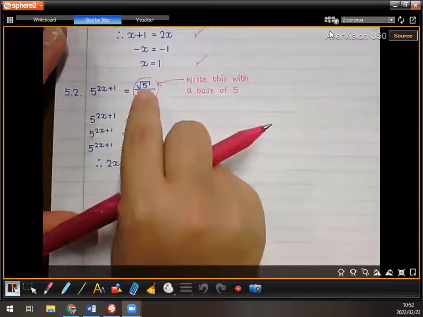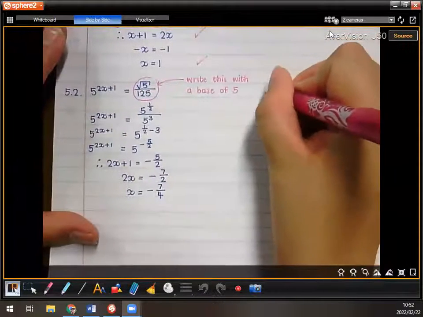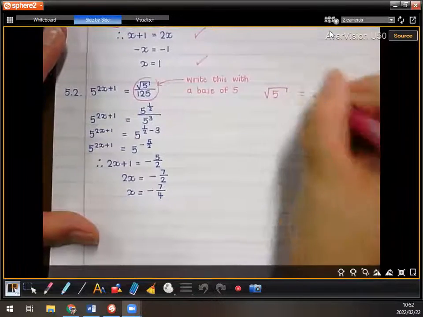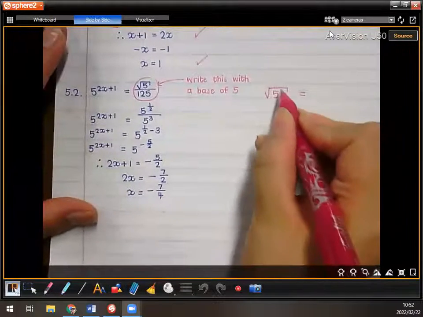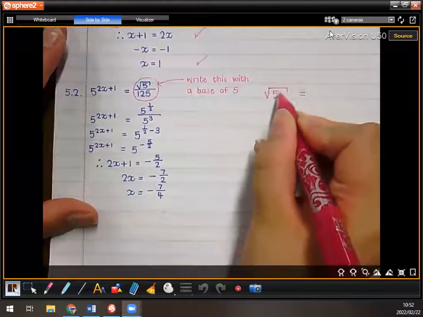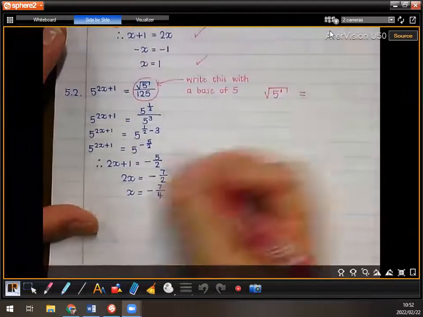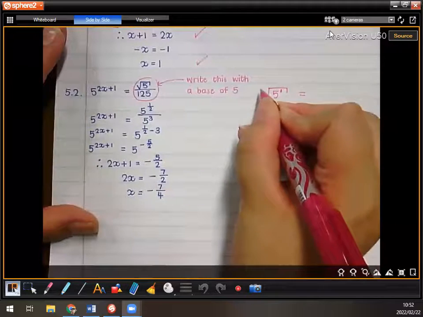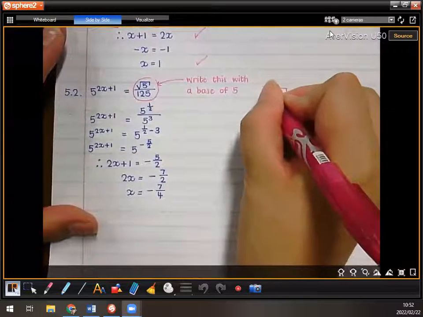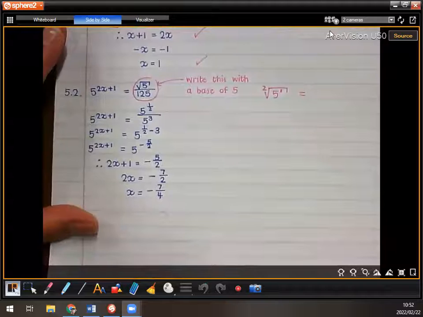And guys, remember the rule for when you are going from surd form to exponential form. What is the exponent of 5 in this case? Inside the surd, the exponent of 5 is 1. And what is the number on the outside of the surd? The square root. They're not going to write that number, but we must know that it's 2.